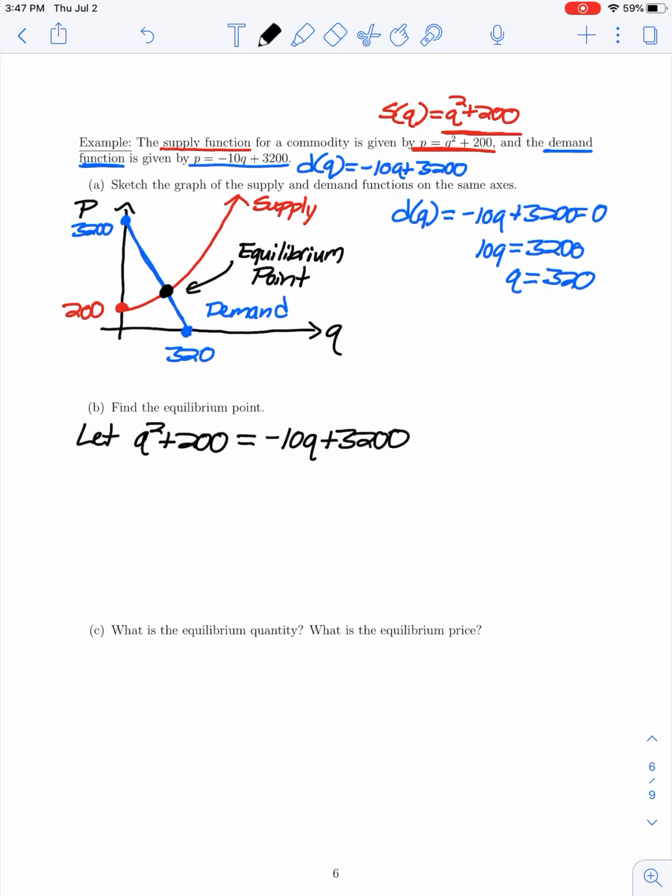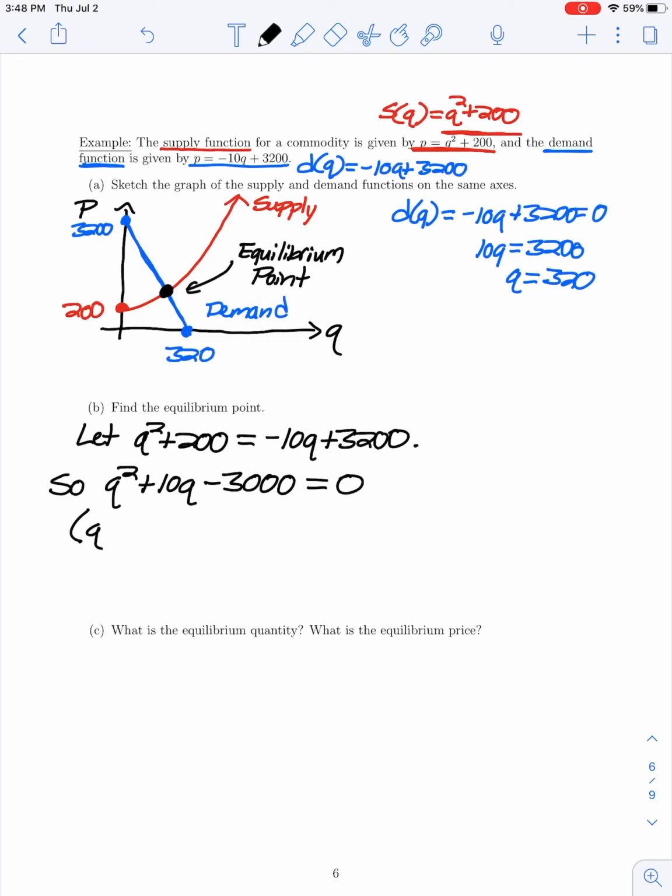To solve this, we can move everything to one side of our equation, say the left-hand side, and I would have Q squared plus 10Q, and then if I subtract 3,200 from both sides, I would have minus 3,000 equals 0. From here, there's a few ways we could go about solving for Q. I could write this in standard form for the equation of a quadratic and then solve from there, or I can try factoring this.